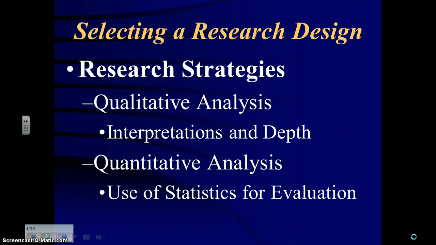In terms of research strategies, there's basically two different types. There's what we call qualitative analysis and there's quantitative analysis. Now, in those two words, you see the word quality and you see the word quantity. Okay, that's what we're really looking at here. Quantitative analysis, now I'm going down to the bottom one first, uses statistics or numbers, numerical evaluations, to come up with your answer.